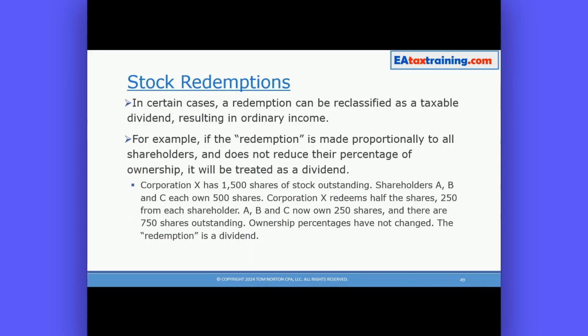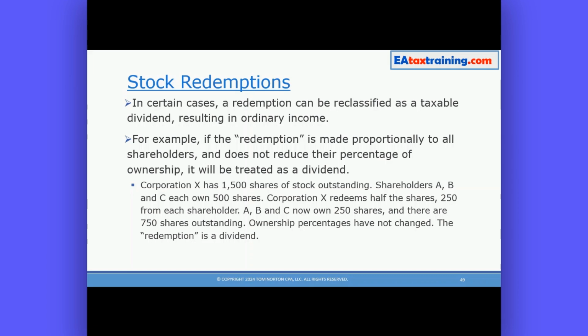Well, the ownership percentages have not changed. Before the redemption, each shareholder owned 1/3 of the total company. After the redemption, each shareholder still owns 1/3 of the total company. So this, the IRS says, will not be treated as a redemption. It will be treated as a dividend.